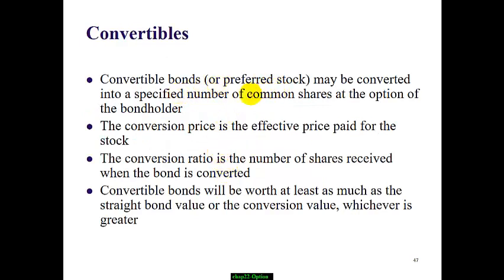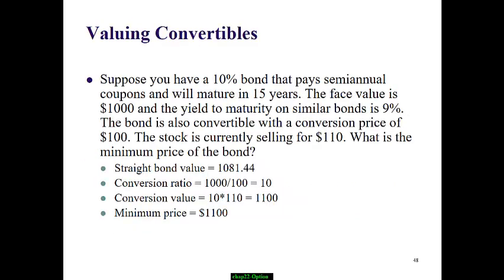A convertible bond can sometimes be converted into a number of shares of common stock at the option of the bondholders. The conversion price is the effective price paid for the stock. Conversion ratio is the number of shares received when the bond is converted. The convertible bond will be worth at least as much as the straight bond or the conversion value, whichever is greater.